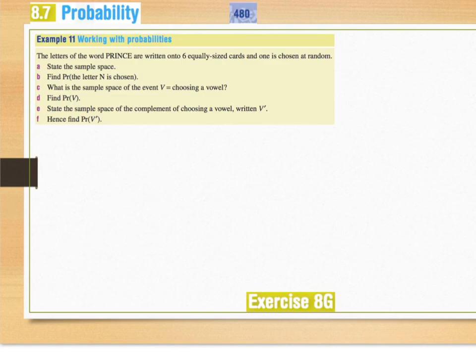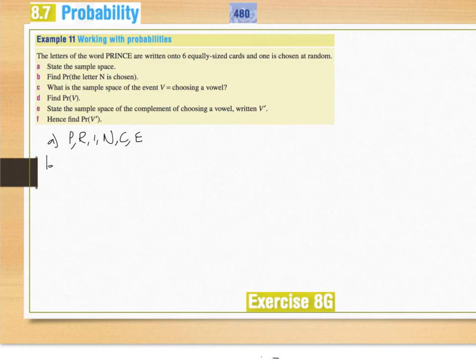A, state the sample space. The sample space is all the possible outcomes. So the possible outcomes, if I pick a card, are P, R, I, N, C, and E. That will be the sample space because that's all possible outcomes.